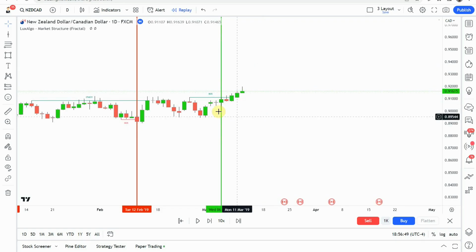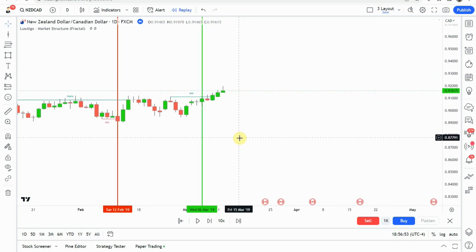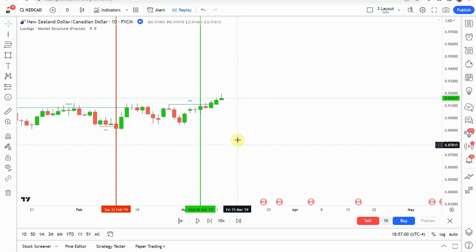Then we get a nice push to the upside. We also got the break right here, and still a nice push to the upside. So what I'm going to do now is go ahead and fast forward through the rest of the testing, that way things don't get too long, and we'll pick this up when we're at the end of the year.